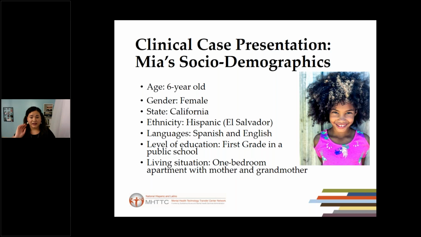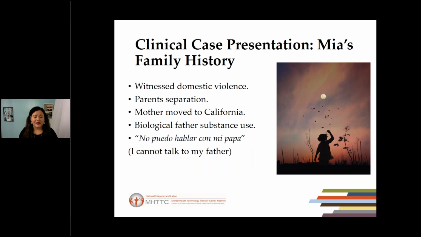The mom is from El Salvador. The child was born in the United States, and she was in the first grade. They were living in a one-bedroom apartment with her grandmother. The reason for the referral was that she was presenting a lot of anxiety symptoms and irritability, and because she experienced domestic violence, she was really scared most of the time.